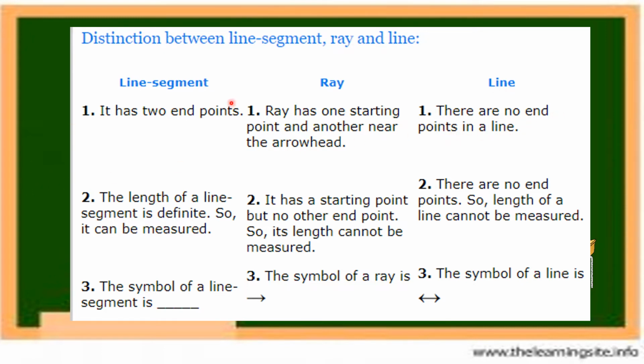For line segment, it can be measured. For ray, it cannot be measured because it is extended in one direction. Again, for the line, it cannot be measured. The symbol for line segment is this one. This is for the ray, and this one is for the line.